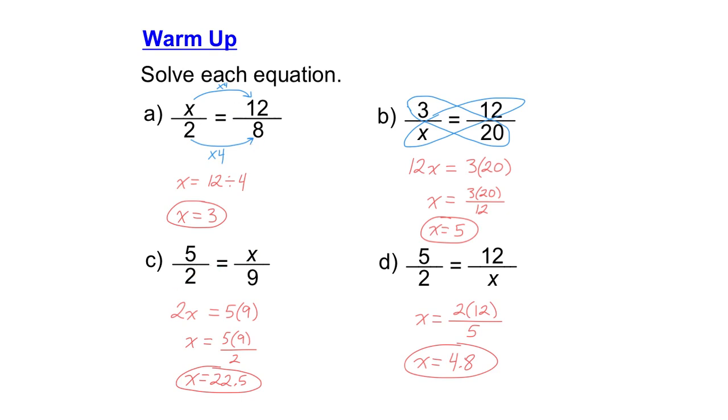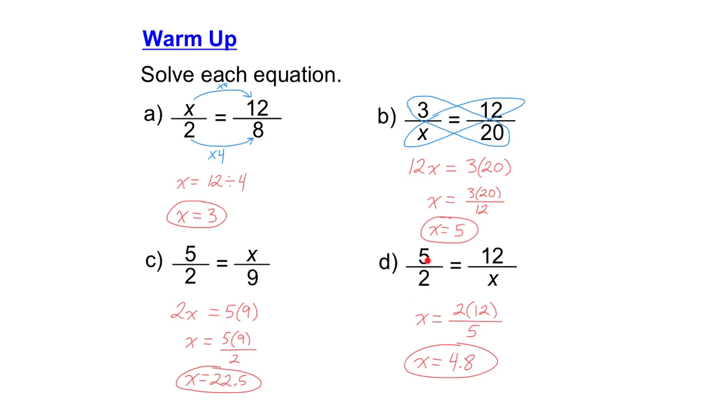2 times x is the same as 5 times 9. So that's where this came from. To solve for x, I've got to divide by 2. So 5 times 9 is 45. Divided by 2 is 22.5. Now you don't have to write out this step. You can actually skip it. And I'll show you that with this next one.